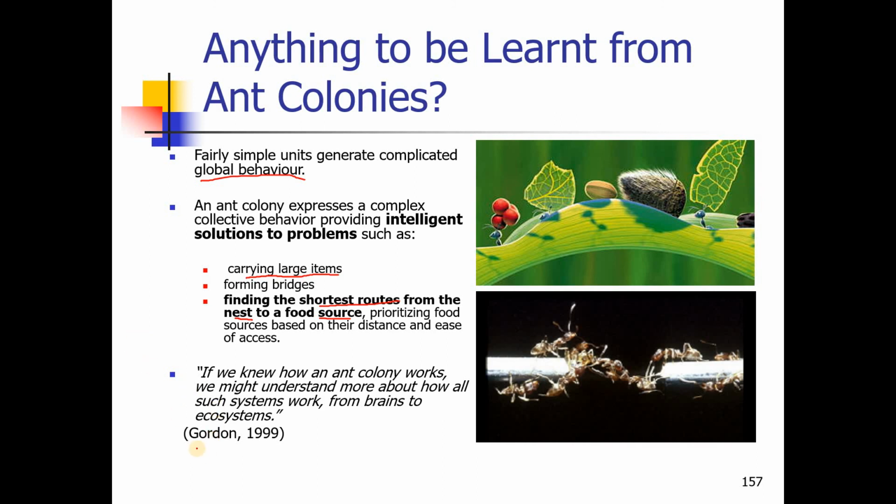So this is a saying by Gordon, a scientist. If we knew how an ant colony works, we might understand more about how all such systems work, for example, from brains to the ecosystem. So ants behave so intelligently, and if we can understand them, we can understand many other complex things, like the human brain, how it works.